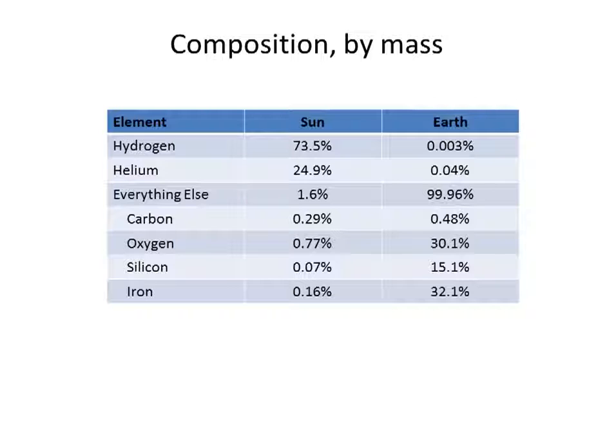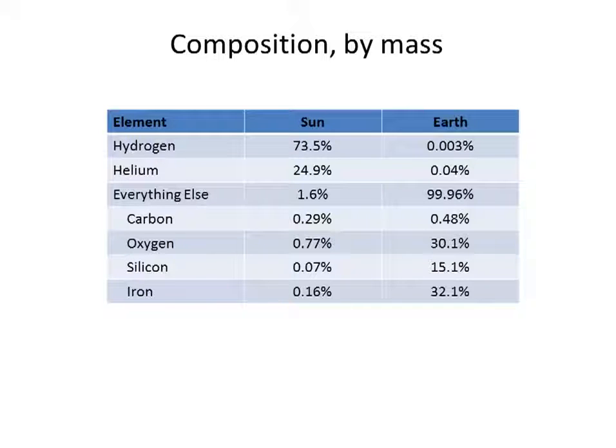If we look at what the sun is made out of, the sun is made primarily of hydrogen and helium. So about 74% of the sun by mass is hydrogen, about 25% is helium, and the remaining 1.5% is everything else, mostly carbon and oxygen, and a little bit of all the heavier elements.